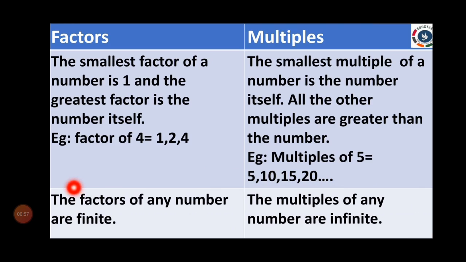The next thing, the factors of any number are finite. Finite means we can find only a limited number of factors. But the multiples of any number are infinite. They go on, and we can find unlimited multiples.